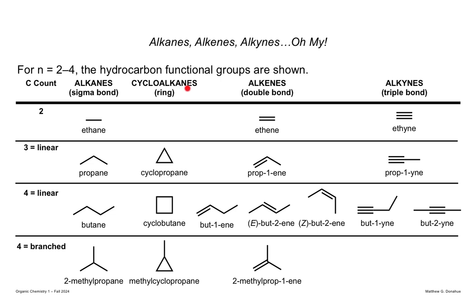Cycloalkanes, the smallest ring size is 3, so that's why there's nothing here. So cyclopropane, cyclobutane. Then if you had a branched C4, that would be methyl cyclopropane.